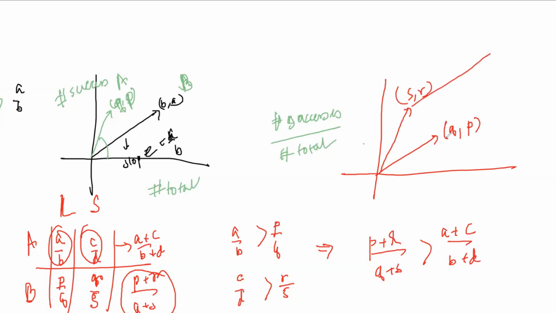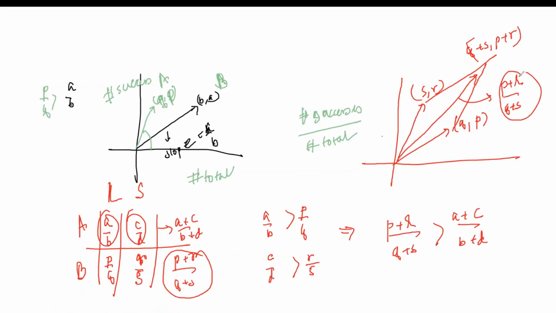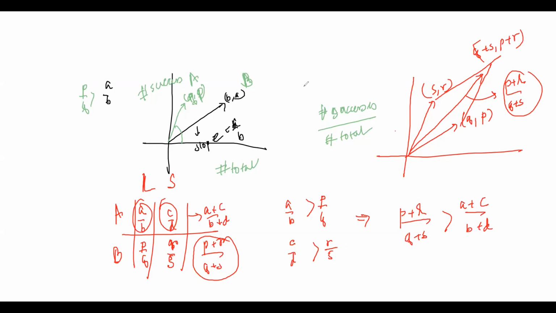So if you just add these two vectors, what do you get? You get Q plus S comma P plus R, and what is the slope of this vector? The slope of this vector is P plus R by Q plus S, right? This is the idea we're going to use, where there are two vectors. So essentially you can understand it like this.